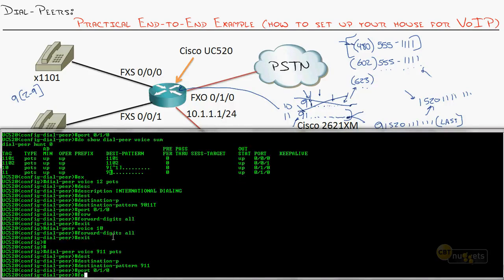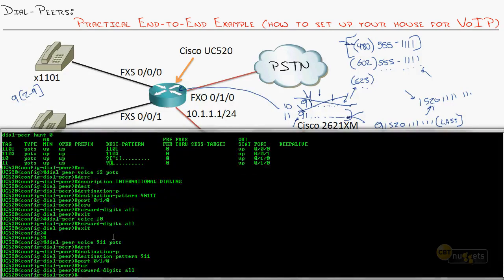And definitely don't forget the 4 digits all on this one. Because if it will strip everything, it's an explicit match, and it will send 0 digits out to the PSTN because they're all explicitly defined. So you have to have that 4 digits on there.